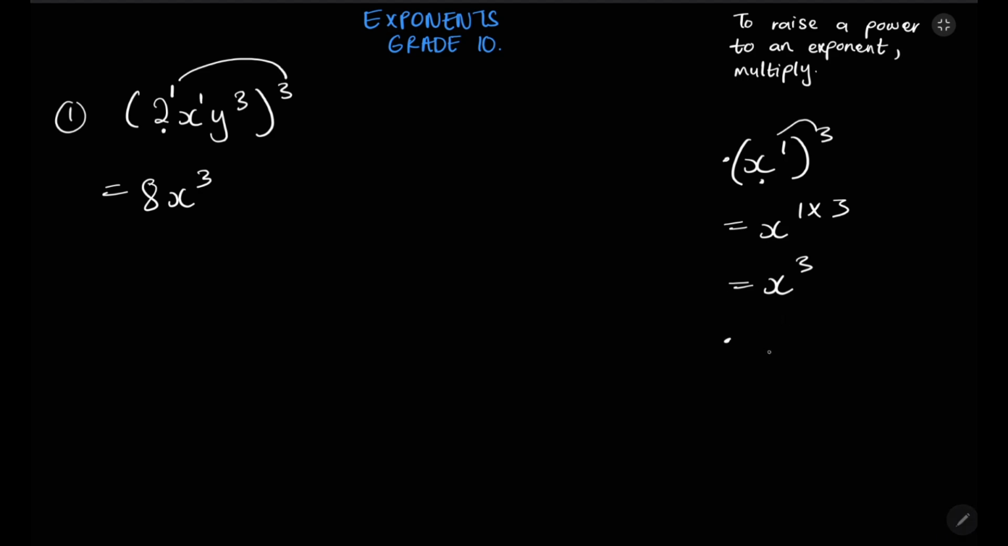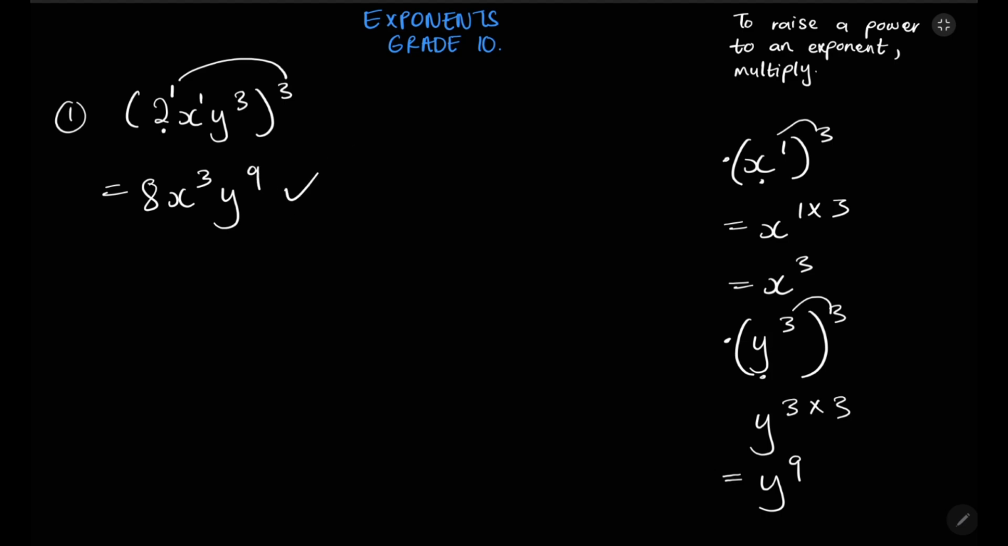Now let's move to the second variable. We have y cubed, but it's in a bracket. What do we have outside? We have 3. So we write down our base, which is y, then 3 times 3. Your answer is y to the power 9. And that is your final answer. Now let's try a few more examples.